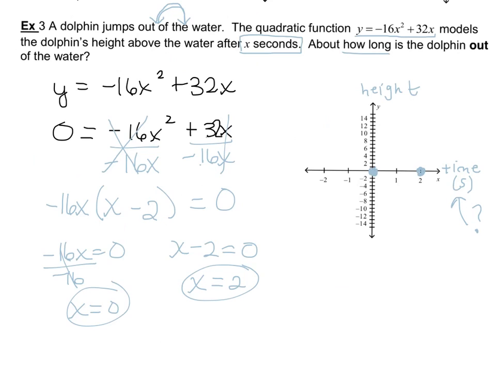And this parabola, since the leading coefficient's negative, is upside down. So it's like the path the dolphin takes out of the water. So here he is jumping out of the water. He's out of the water. And then right there, he hits the water again and he's back under the water. So to answer the question, the dolphin is out of the water for 2 seconds.